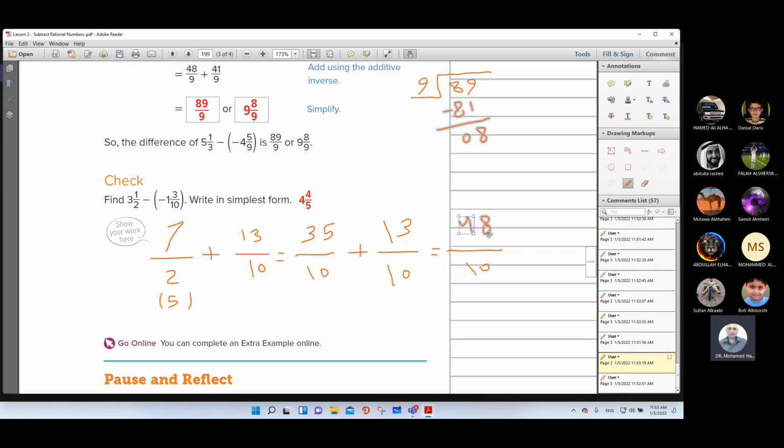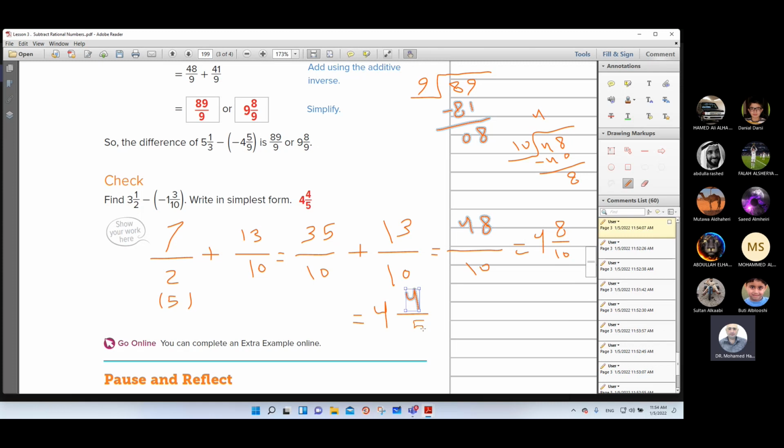Then you can change to the mixed number. Do long division, 48 divided by 10 equals 4. 4 times 10 will be 40. The remainder will be 8. So the quotient will be the whole number, and the remainder in the numerator, and the divisor in the denominator. Then you can do simplest form. You can divide up by 2 and down by 2. 8 divided by 2 will be 4, and 10 divided by 2 will be 5. So the answer will be 4 and 4 over 5.